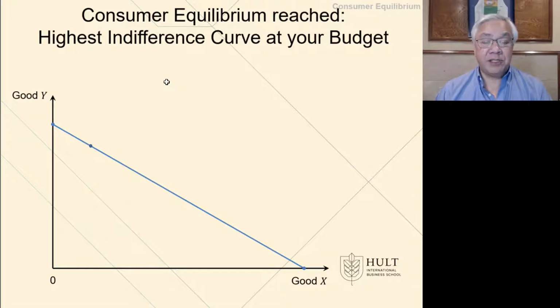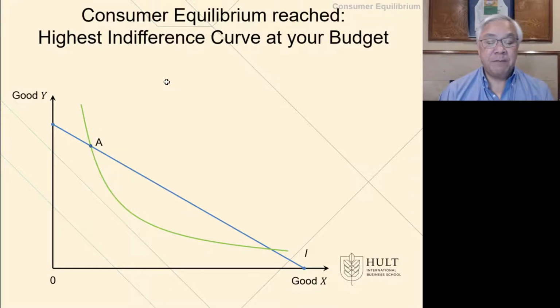So here is a budget line. We're going to overlay it with an indifference curve. Now notice that the indifference curve meets the budget line at 2 points, A and some other point we didn't specify down here. So the question is, can you afford this? The answer is yes. You can afford this amount and be on indifference curve number 1. However, I think you can do better.